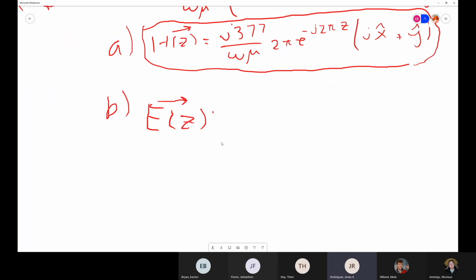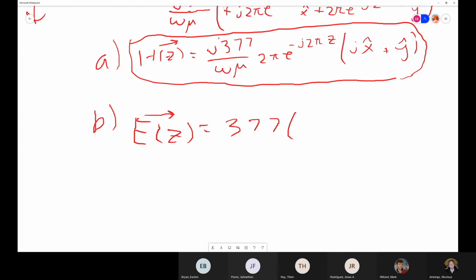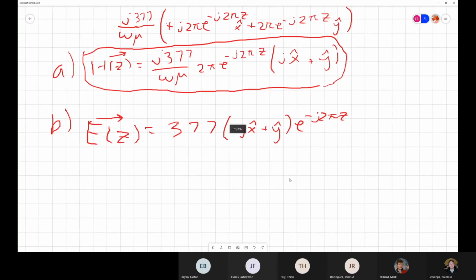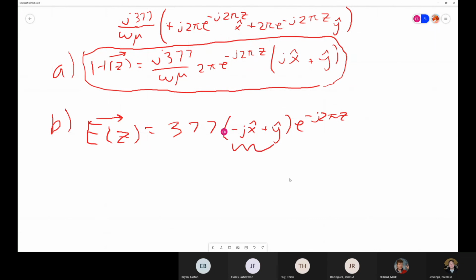Okay, E of Z is given as 377, squinting. Is that negative j x hat? Yes, negative j x hat plus y hat, and then it was just e to the j 2 pi z. You can tell this one isn't linearly polarized because it has two degrees of freedom, and this is where the polarization vector will be.